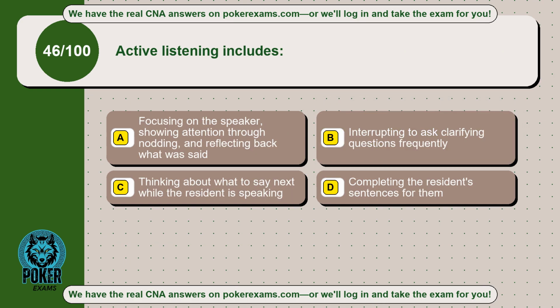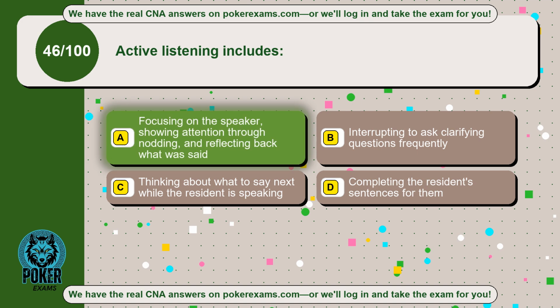Question 46. Active listening includes. Option A. Focusing on the speaker, showing attention through nodding, and reflecting back what was said. Option B. Interrupting to ask clarifying questions frequently. Option C. Thinking about what to say next while the resident is speaking. Option D. Completing the resident's sentences for them.